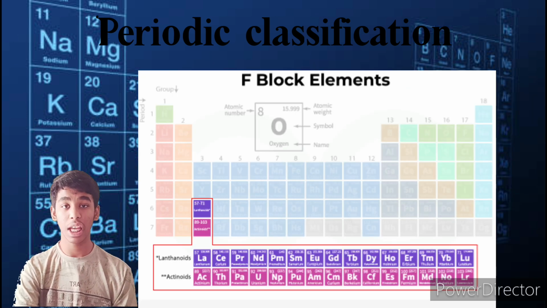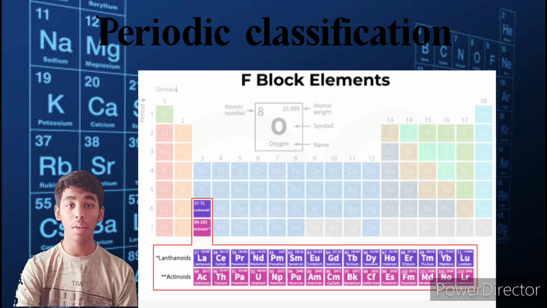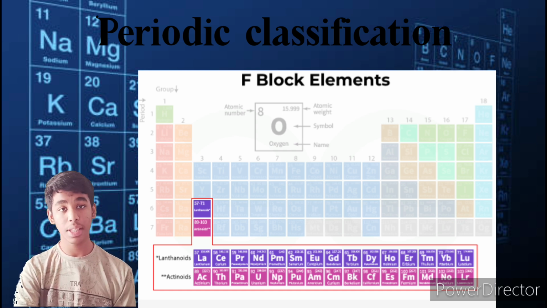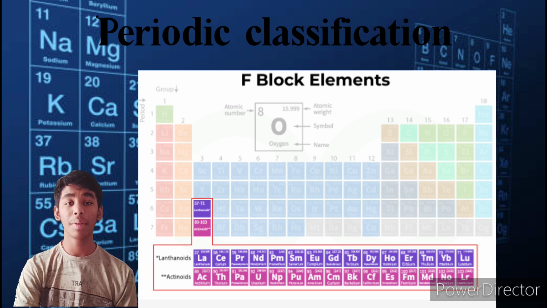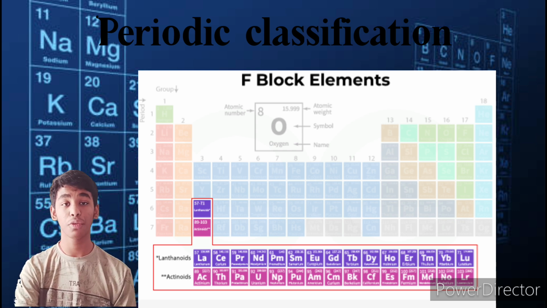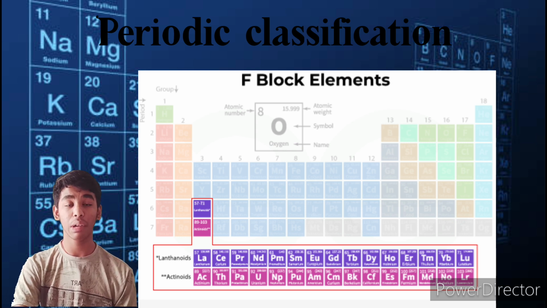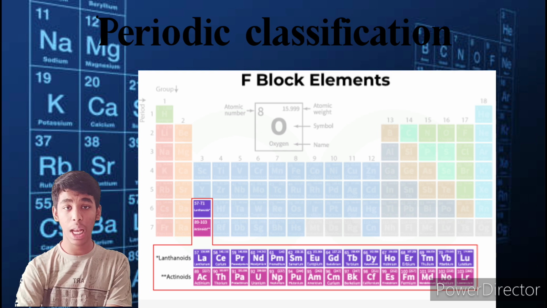The f block elements. The f block elements reside in a single group because they all have the same properties and we don't have space to fit them inside the periodic table. The common electron configuration for this whole block is (n-2)f1 to 14, (n-1)d1 to 2 and ns1 to 2. So this is about the f block elements.